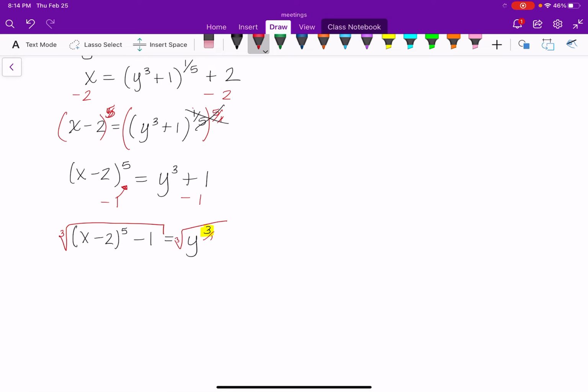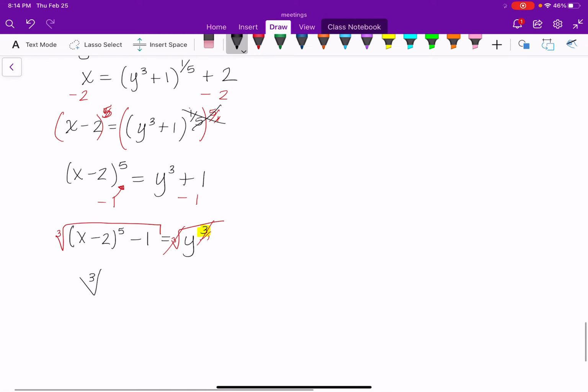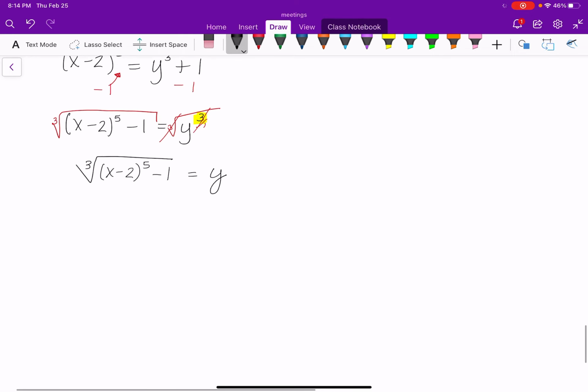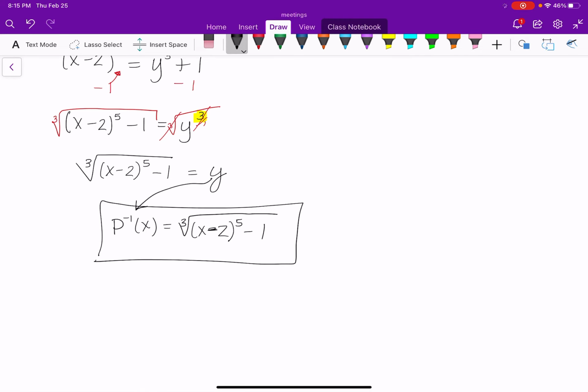So over here on our right, our cube root and our cube cancel each other out. So we're going to have the cube root of x minus 2 to the 5th power minus 1. That's going to equal y. Again, to finish this off, instead of having a y here, we're going to change it back to our function. Remember, our letter was p, so we're going to do p -1 of x equals the cube root of x minus 2 to the 5th power minus 1, and this would be our answer for this problem. If you need any additional examples, just let me know.